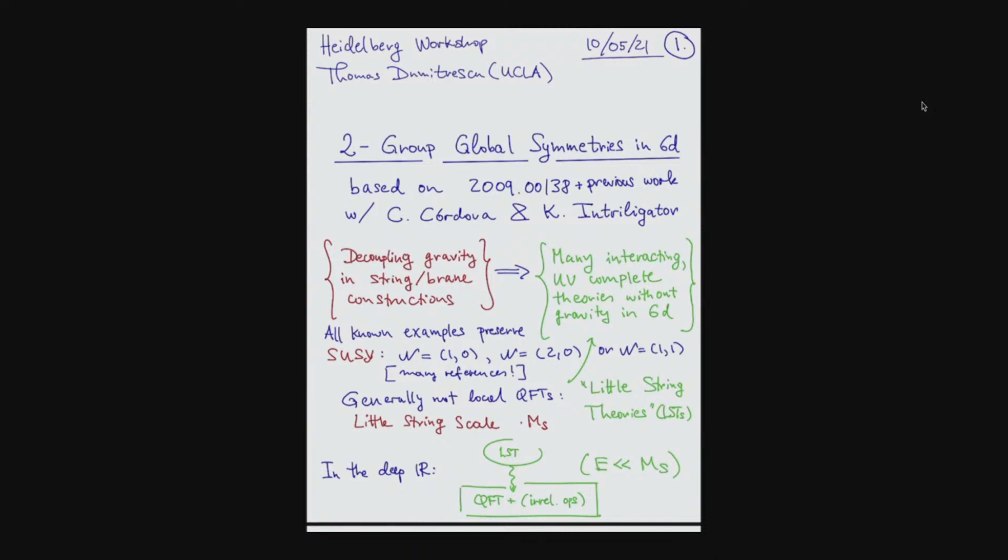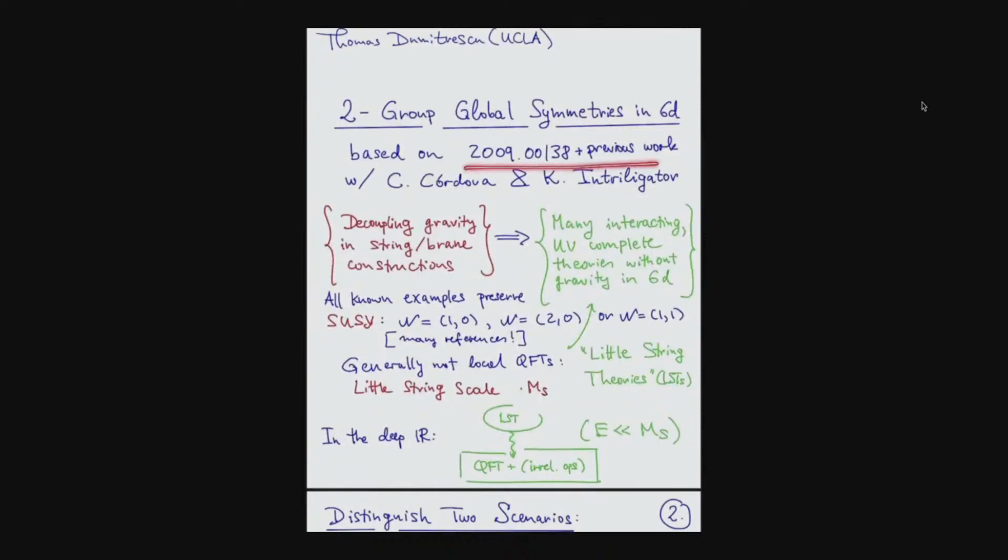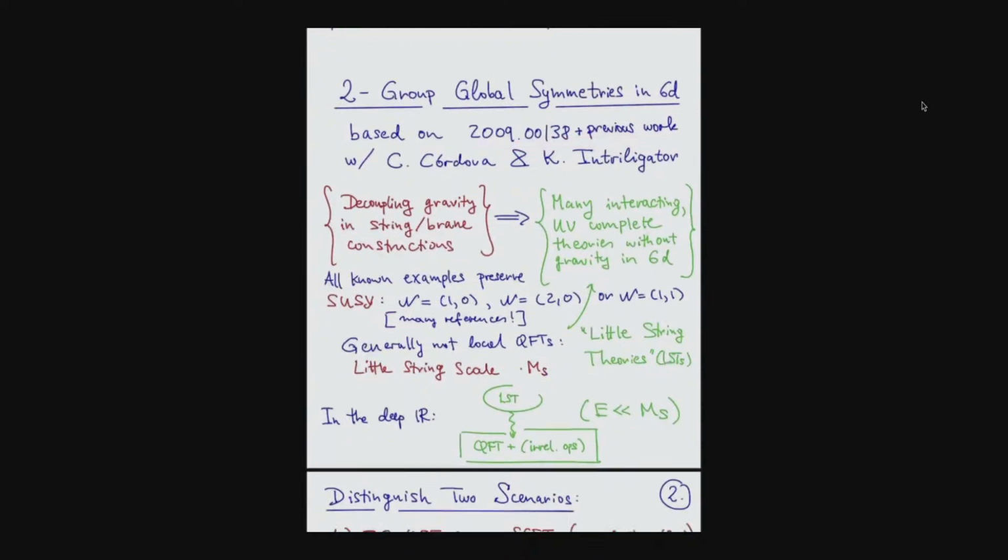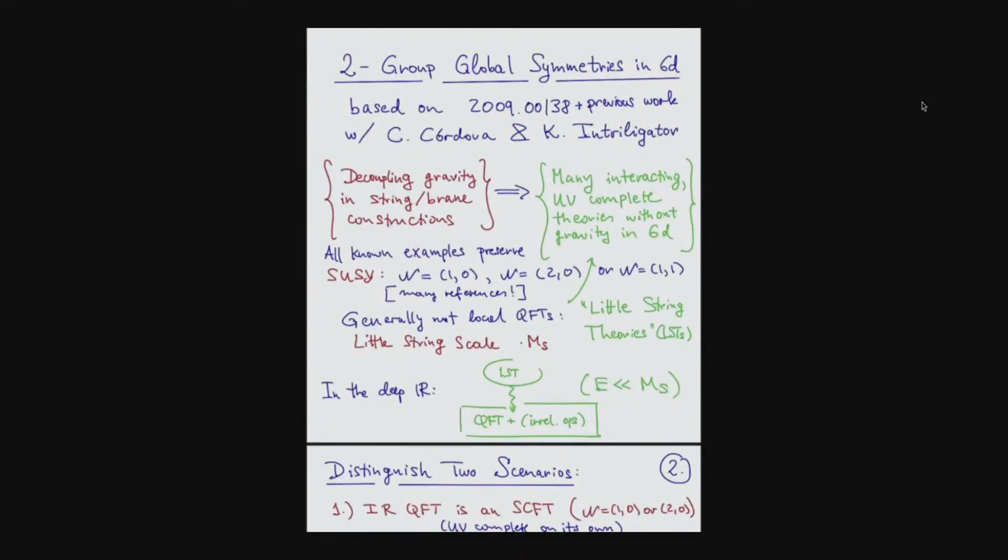I'm going to be talking about two-group global symmetries in quantum field theory. I'll explain what these are. Concretely, I'm going to do that in the context of 6-dimensional quantum field theories, mostly supersymmetric theories inspired by string theory. This is based on a paper that I wrote last year with Clay Cordova and Ken Intriligator, as well as some previous work and some ongoing work that I may or may not have time to mention.